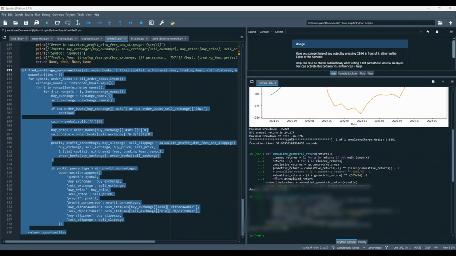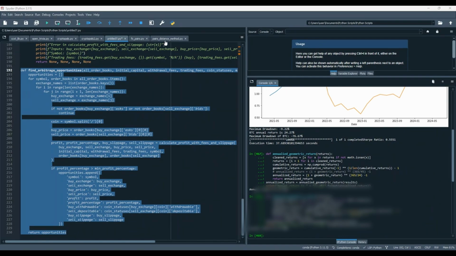And if after all of that profit is still higher than our minimum profit percentage, which in our case is those containing each exchange withdrawal and trading fees rates, coin statuses. This is a dictionary indicating whether a coin can be withdrawn or deposited on each exchange.